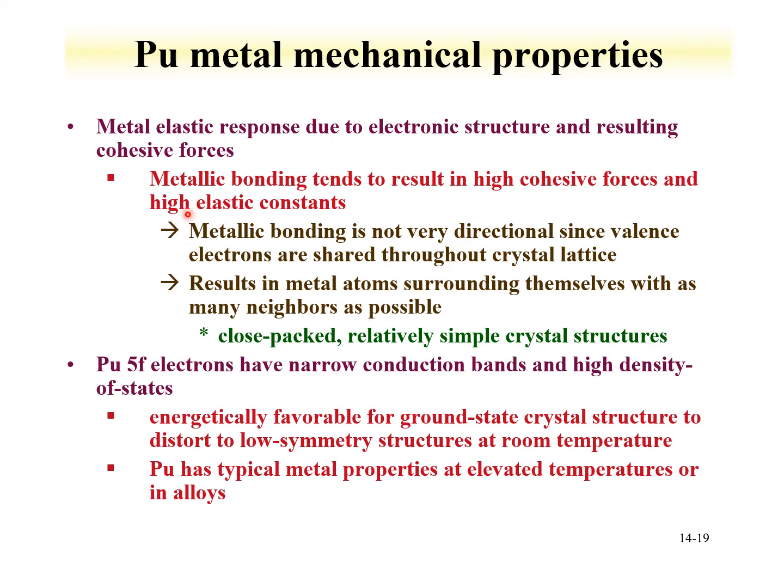Now, as we've already seen with the plutonium 5F electrons, they have relatively narrow conducting bands with high densities of states. So plutonium has typical metal properties at elevated temperatures or in alloys, as we've seen, but at the lower temperatures we have this low symmetry. And again, this not only has this structural behavior, but has some of these mechanical behaviors that go along with it. And again, it's all linked to the behavior of the F electrons.